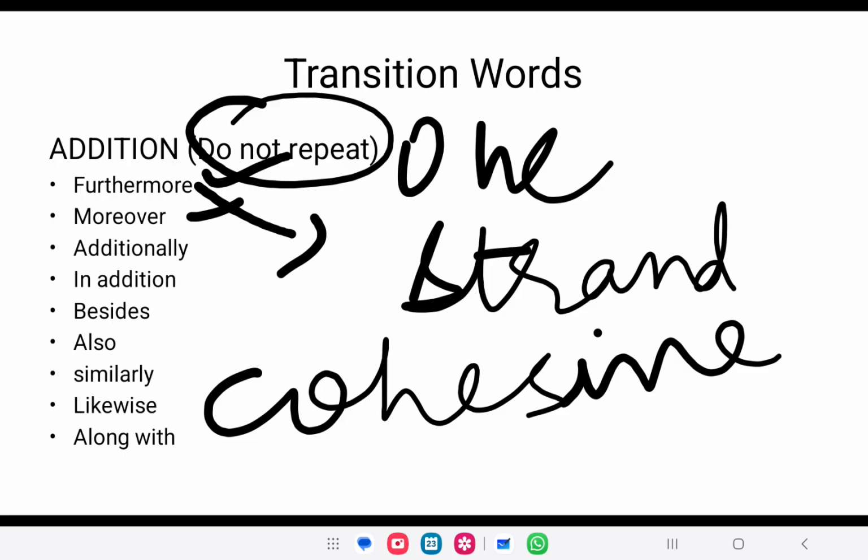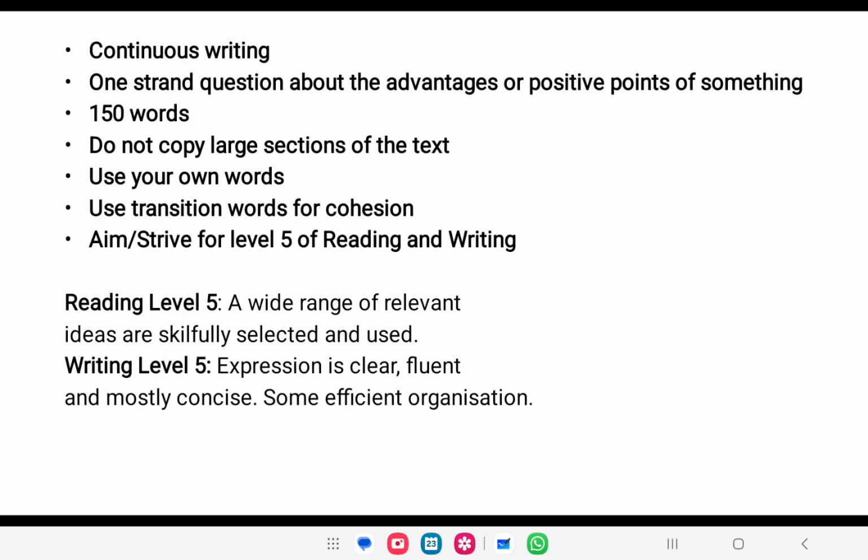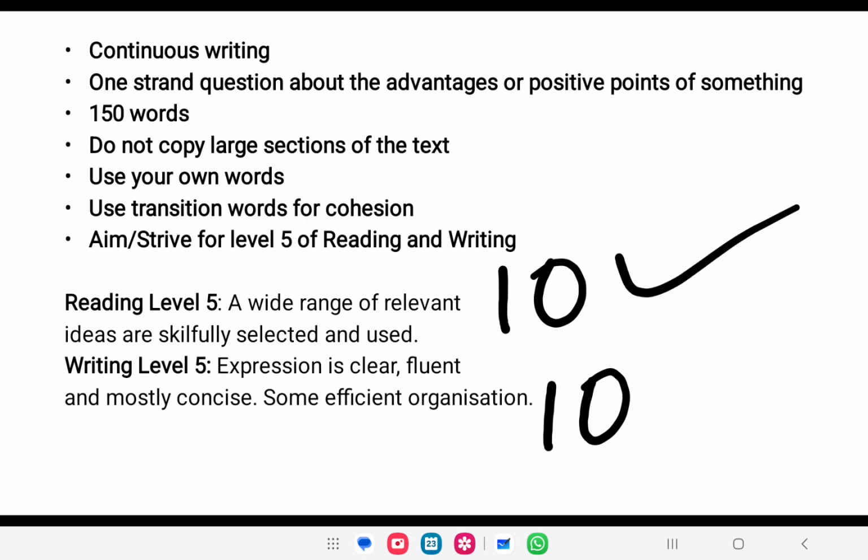Another thing, and then I'll start the question. Level 5. What is reading level 5 and what is writing level 5? Reading level 5 is: a wide range of relevant ideas are skillfully selected and used. You have read the text, and if you want to reach level 5, level 5 means that you can get 10 marks in reading. And level 5 in writing means that you can get 10 marks in writing. So while reading, select all the relevant ideas, and you get your 10 marks.